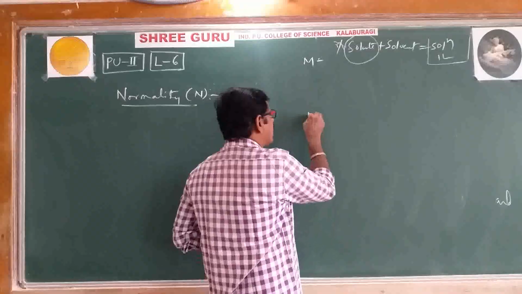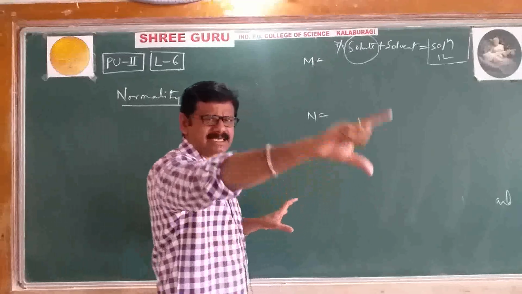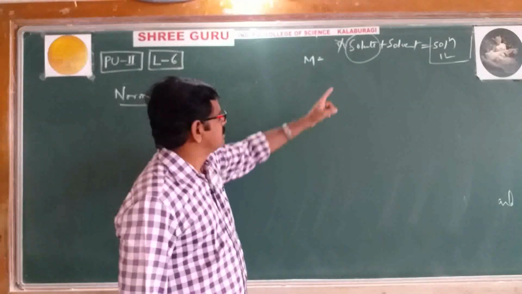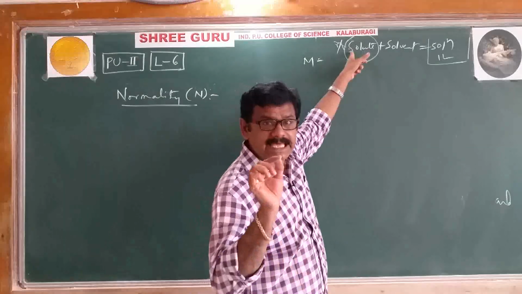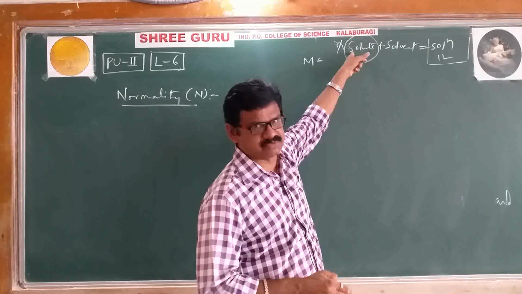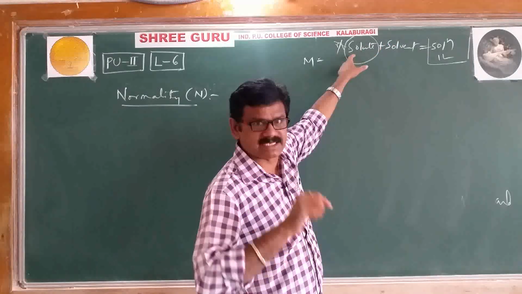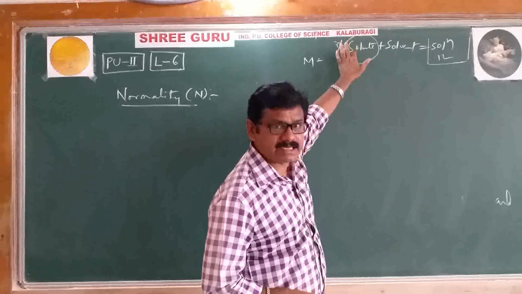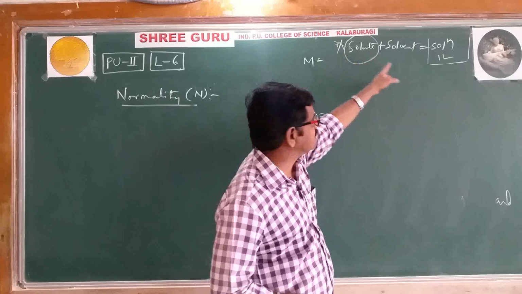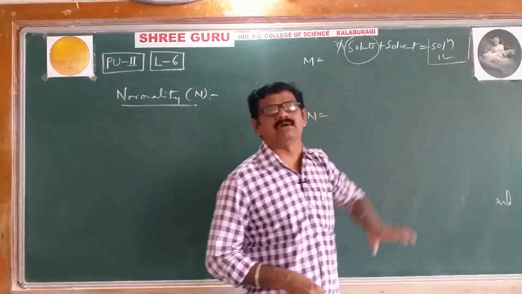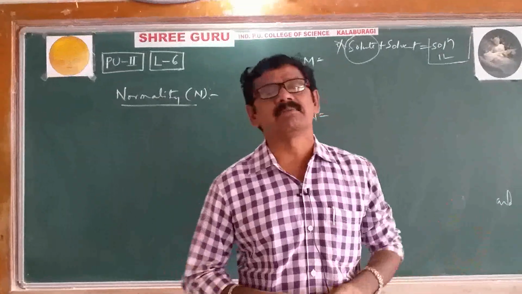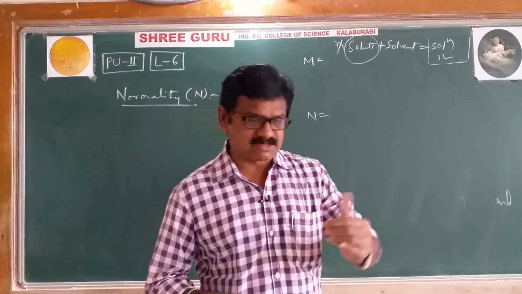Now how to define normality? Completely the same definition only. See here, the number of equivalents of solute. Previously it was moles of solute, now here equivalents of solute. The number of equivalents of solute present in 1 liter of solution is called normality. Over. Once again, what is molarity?